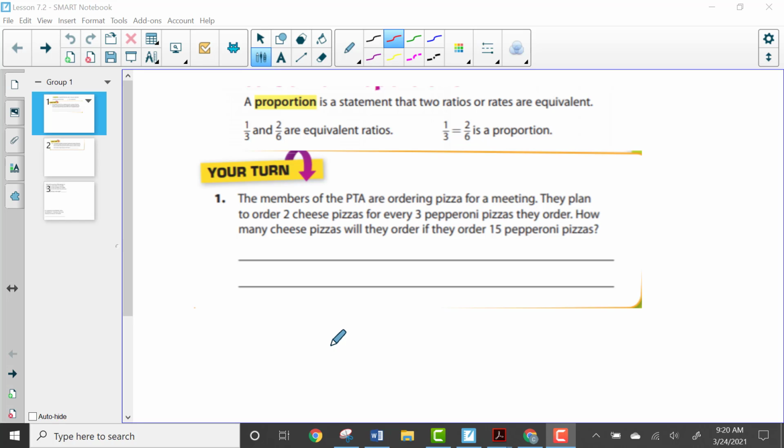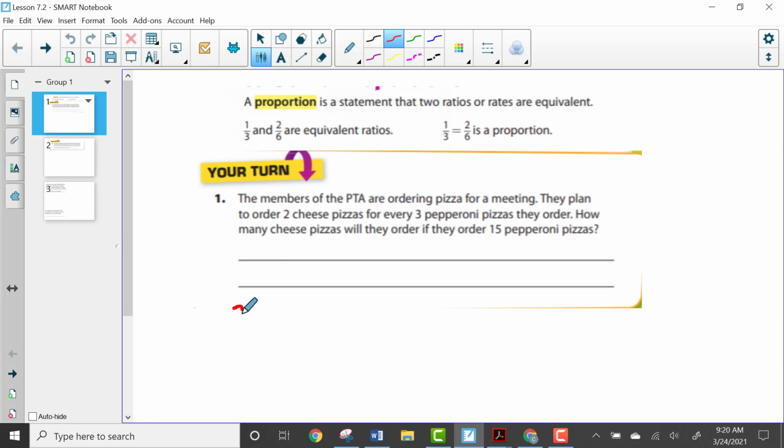So let's take a look at the first problem here. This is on the bottom of page 179. It says the members of the PTA are ordering pizza for a meeting. They plan to order 2 cheese pizzas for every 3 pepperoni pizzas they order. How many cheese pizzas will they order if they order 15 pepperoni pizzas? The thing we do not know is the number of cheese pizzas. This may seem very confusing, but you need to figure out the ratios that are in this problem.